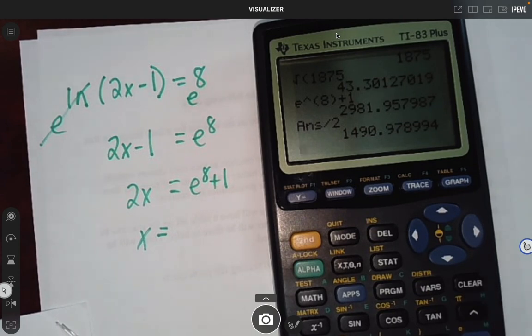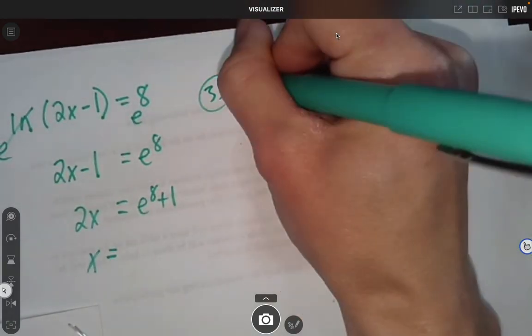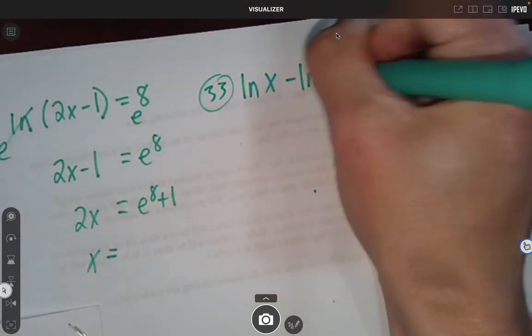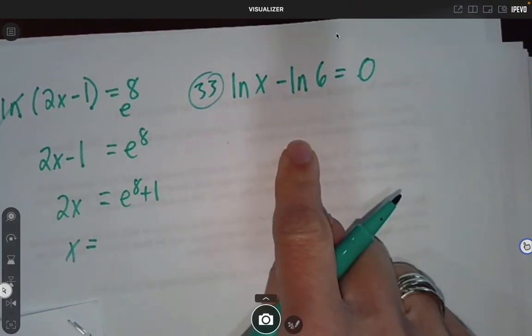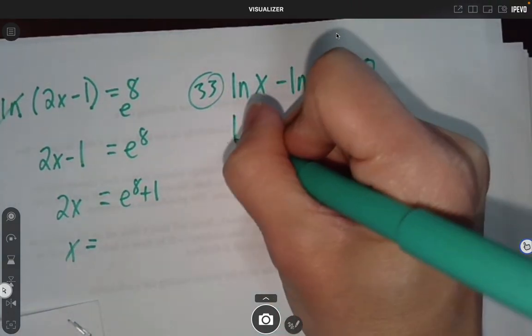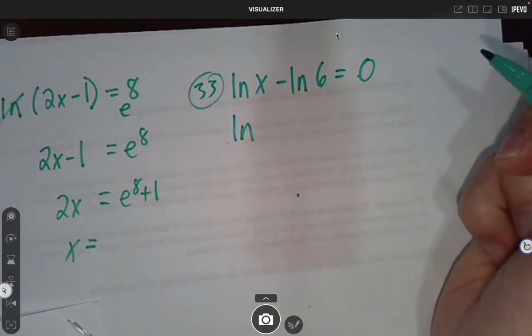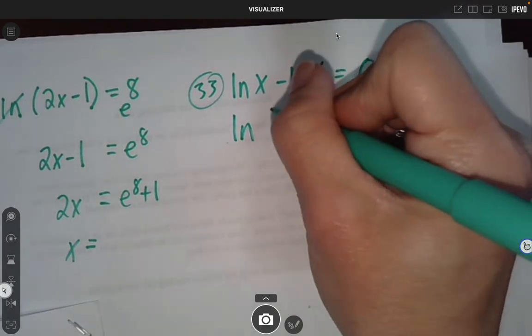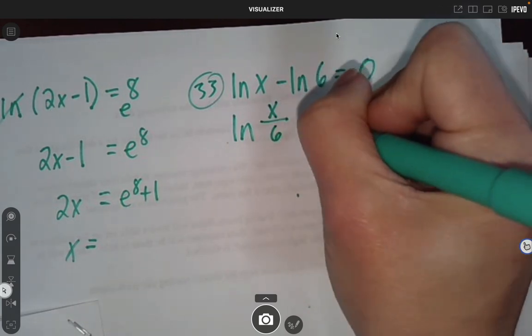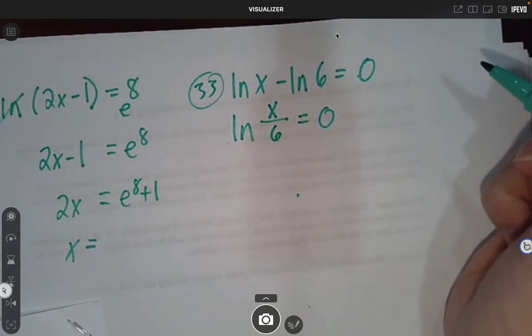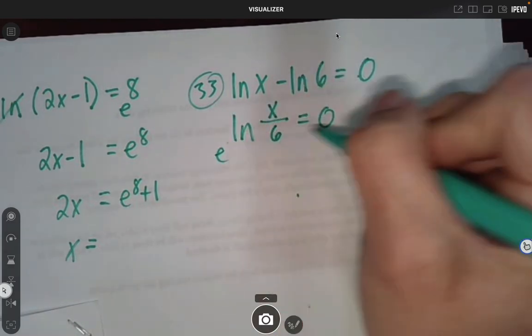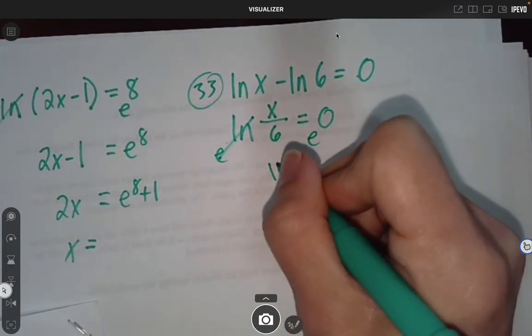Now we are on, did that one, this one looks like number 33. There's 3 more problems, 33 and 2 more, okay? So 33, I have the natural log of x minus the natural log of 6 equals 0. I have to get those to one natural log. So how would I write that as one natural log? Since it's a minus sign, x over 6. Then how do I get rid of the natural log? e on both sides. That cancels out.